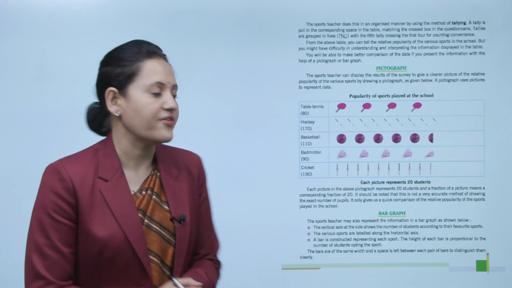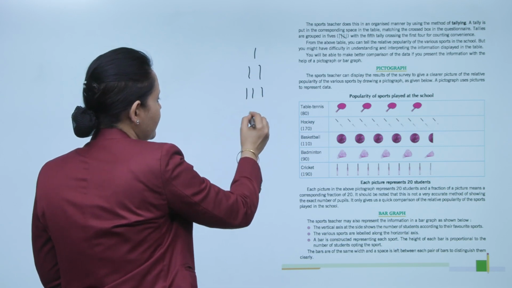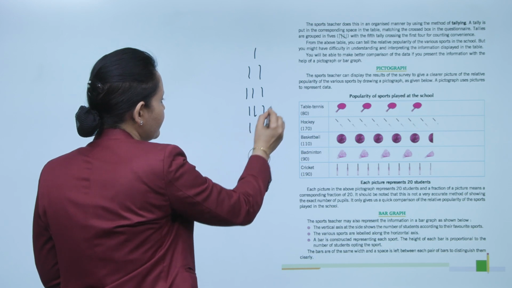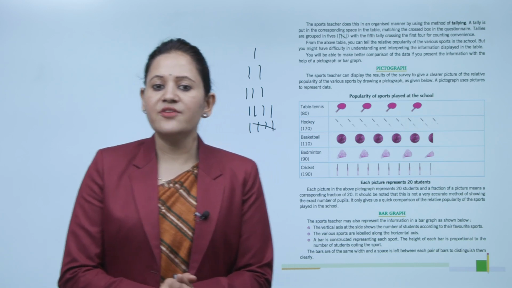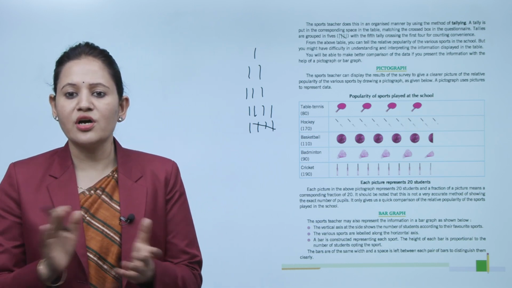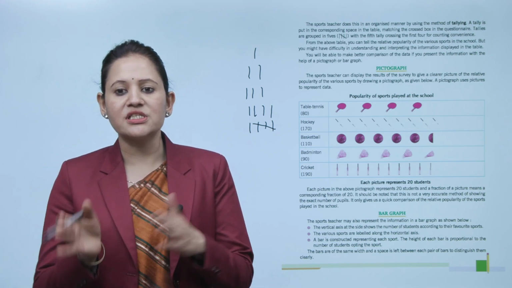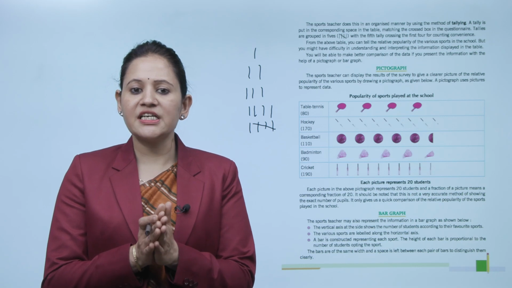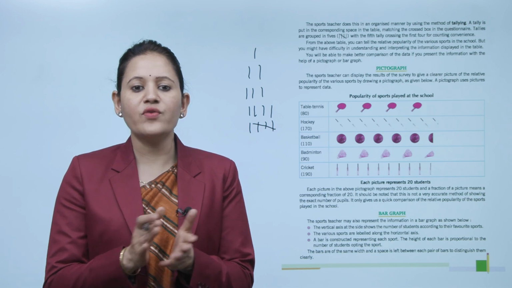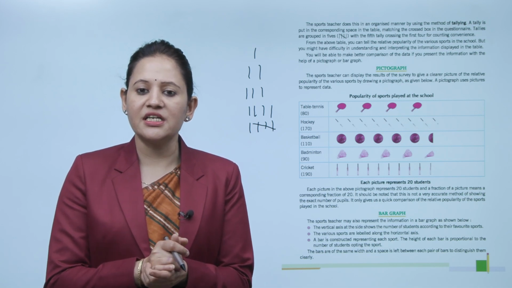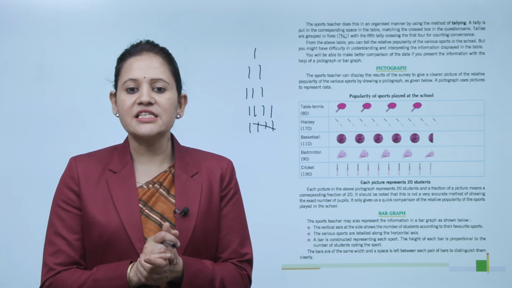Tallies are in groups of 5. This represents 1, 2, this is 3, 4 and this is 5, with the 5th tally crossing the first 4 for counting convenience. From the above table, you can tell the relative popularity of the various sports in the school, but you might have difficulty in understanding and interpreting information displayed in the table. You will be able to make a better comparison of the data if you present the information with the help of a pictograph or a bar graph. Next is pictograph.